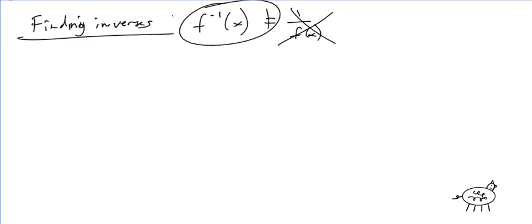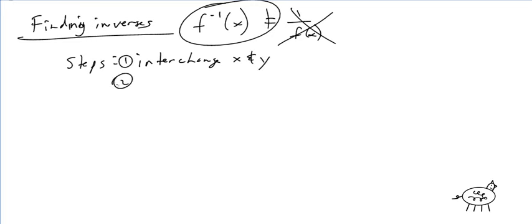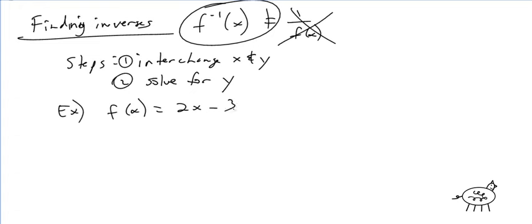Okay. All right. So here are your steps to find the inverse. You basically interchange x and y. That's the first step, and the second step is solve for y. It's really pretty easy. So here's an example. f of x equals 2x minus 3. Well, I'm going to write it as y equals because we want to interchange that. So y equals 2x minus 3. And then to find the inverse, it's x equals 2y minus 3.